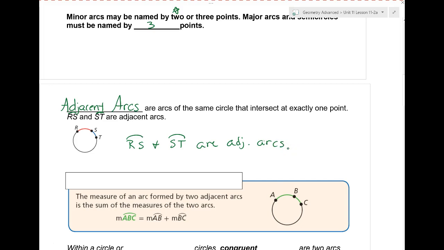Correct? They share a common one. That's common endpoint. They have a common point. They just don't overlap each other. Just think about adjacent arcs can't overlap. Just like adjacent angles, could they overlap each other? No. So the same type of a scenario here. Now, why is that so important? So we can actually do math. That's just so we can talk about measurements and do math with it.